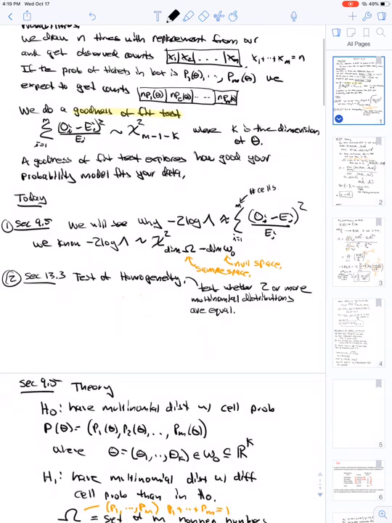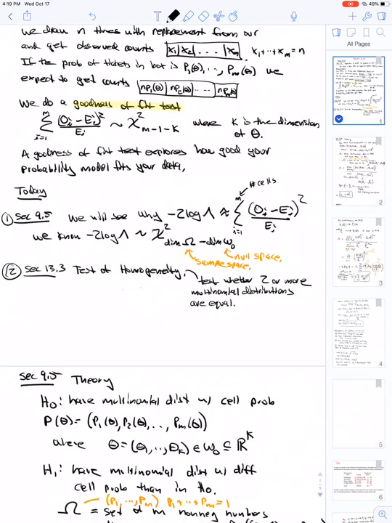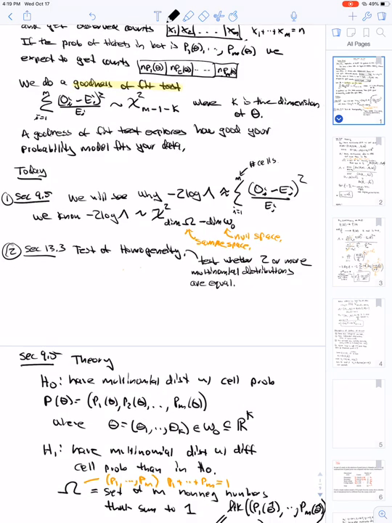We do a goodness of fit test. That's the sum of the observed minus expected squared over expected, and this is a chi-squared with m minus 1 minus k degrees of freedom, where k is the dimension of the null space, which is basically the dimension of theta. A goodness of fit test explores how good your probability model fits your data.